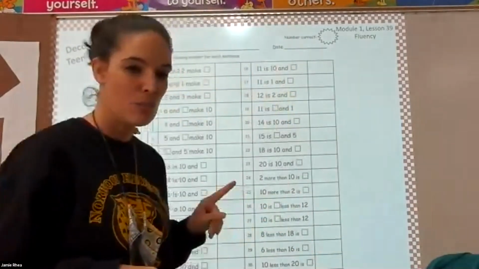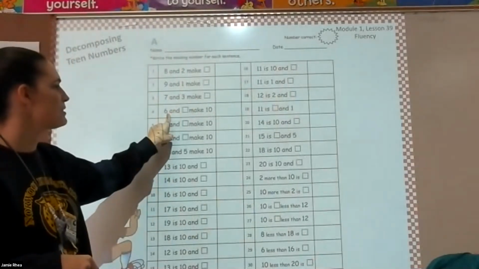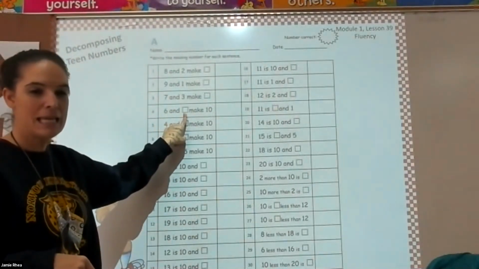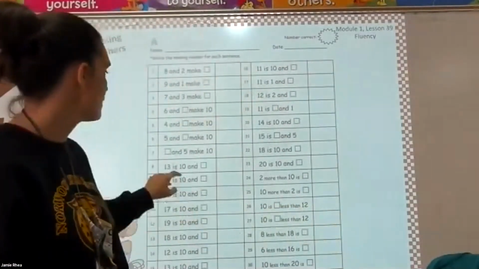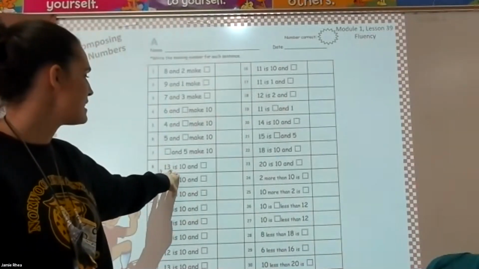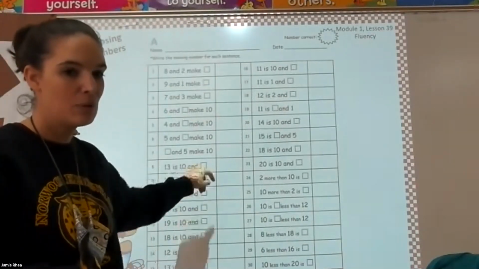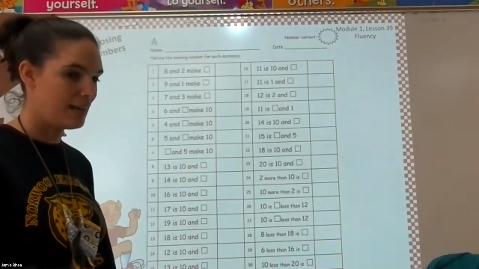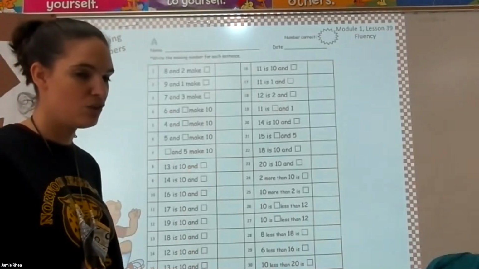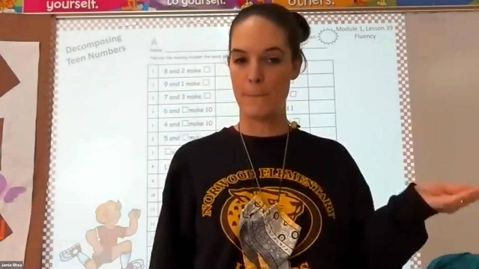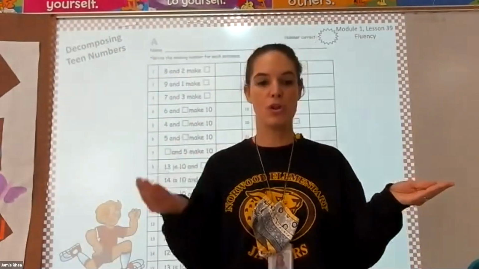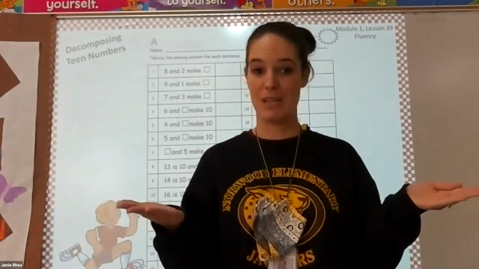Okay, so be careful though, because sometimes 6 and blank make 10. Oh, careful, careful, tricky, tricky. Then it gets even trickier because then it says 13 is 10 and blank. Okay, so be careful. Read carefully what it's asking you to do. Are you looking for a mystery number or are you solving for the total? Okay, so be careful. Look and see what it's asking you to do.